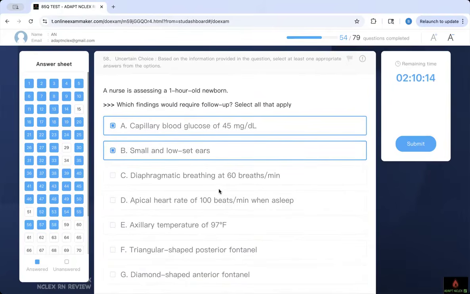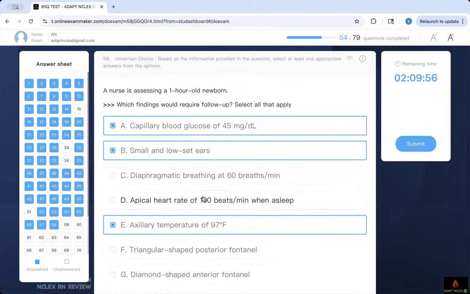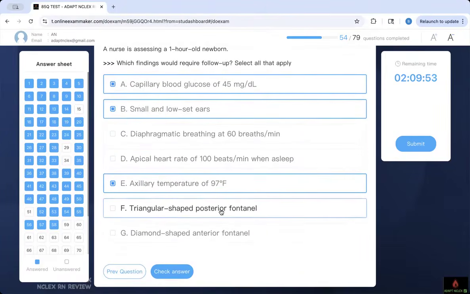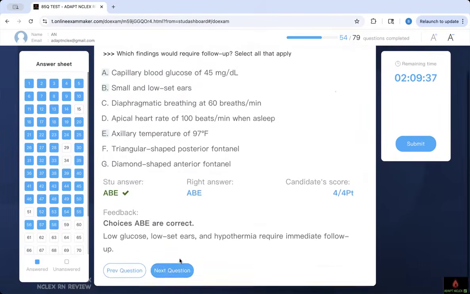Diaphragmatic breathing. Babies usually breathe diaphragmatically, and 60 is the borderline, so it's okay. The baby heart rate is 110 to 160, but he's sleeping, so 100 is okay. Temperature is too low. His fontanelle should be open. It said 1 hour, and the shapes are consistent. Triangular shape of the posterior fontanelle and the diamond shape of the anterior fontanelle. I want you to write it down. These are all normal findings. These are problematic things we should worry about.